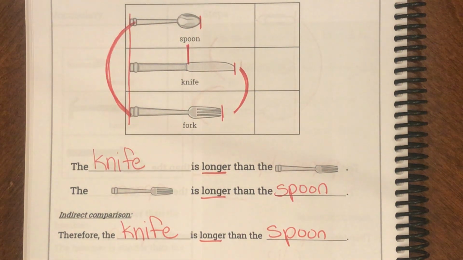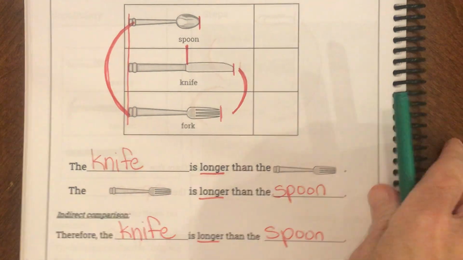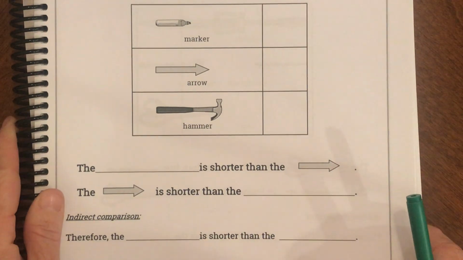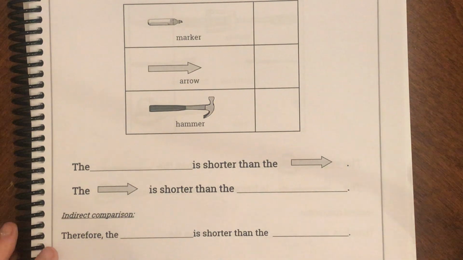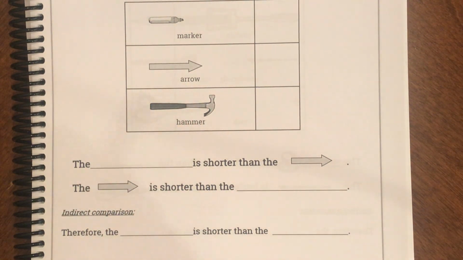So boys and girls, when you write these, you just have to make sure everything's being compared. So that's why I like to draw the little lines to connect them. Let's try some of these together. We're on page 30. Our first problem's on page 30. And let's look at our objects we're going to compare. Okay, we're going to compare a marker, an arrow, and a hammer.